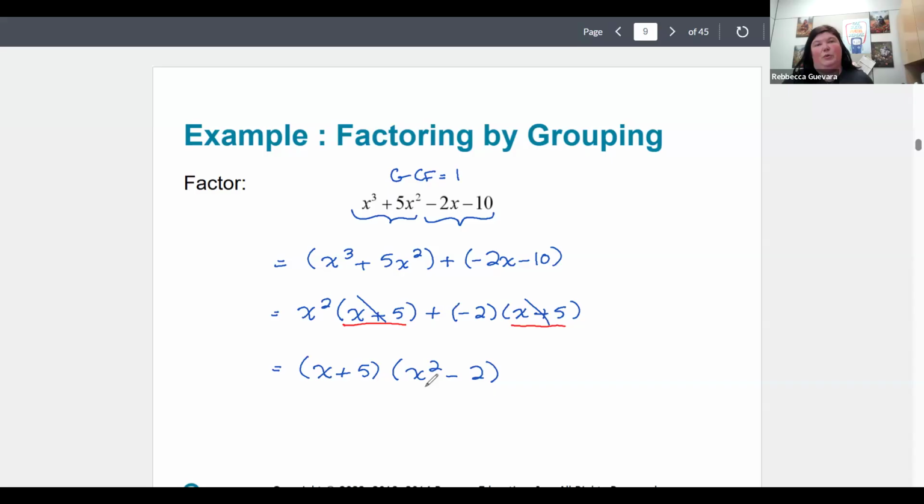At this point, I will let you know you cannot factor this any further. Later, you might look at this and wonder if you can. This is as far as I can go. This is completely factored.